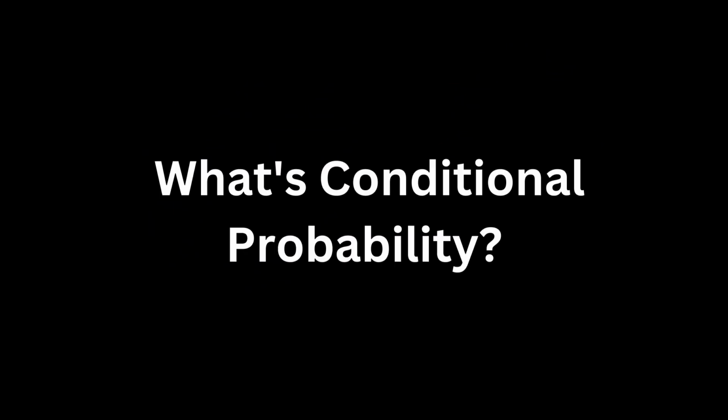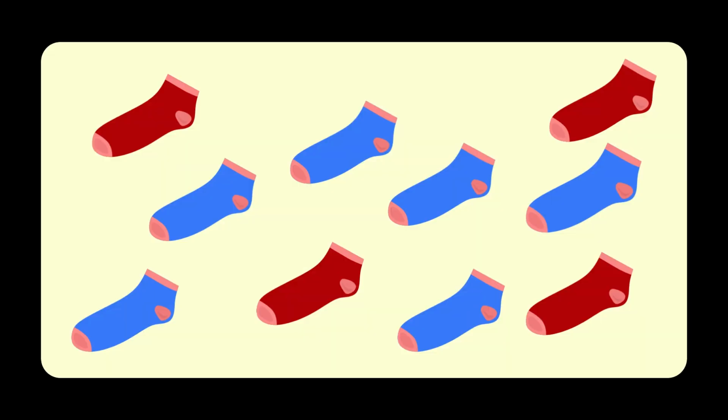Let's talk about conditional probability. It's just the probability of something happening when we know something else has already happened. Think about it like this. If you have a drawer of red and blue socks and you know that you have already picked a red sock, the chance of picking another red one has changed.